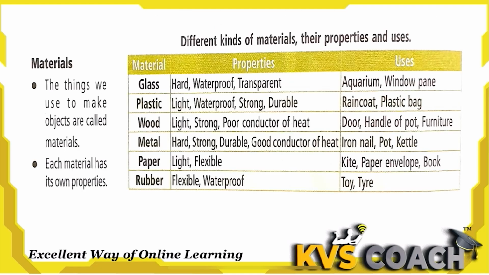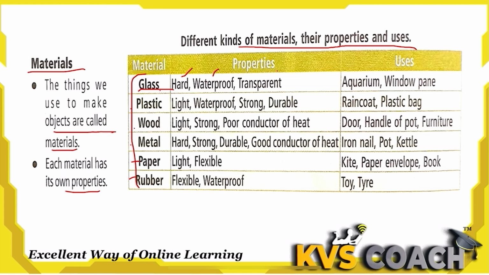Next is materials: different kinds of material, their properties and uses. First thing, the things we use to make objects are called materials. Like if I am wearing specs, they are made of glass or plastic. That glass is transparent and waterproof. Each material has its own properties, like glass, plastic, wood, metal, paper and rubber. They are all types of material and they have different properties. Like glass is hard, waterproof and transparent.